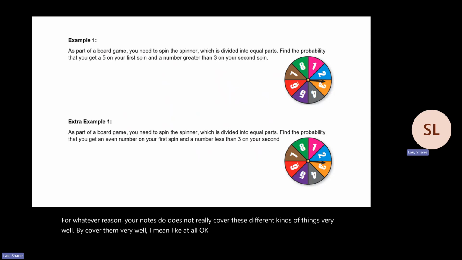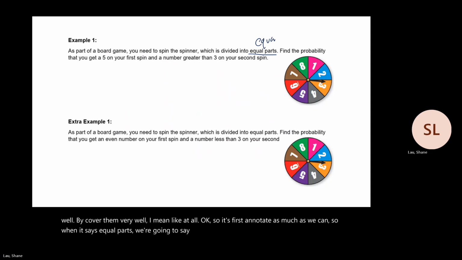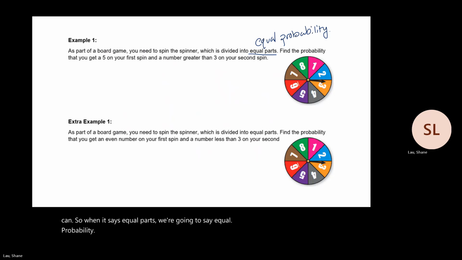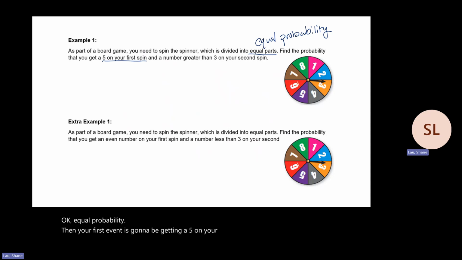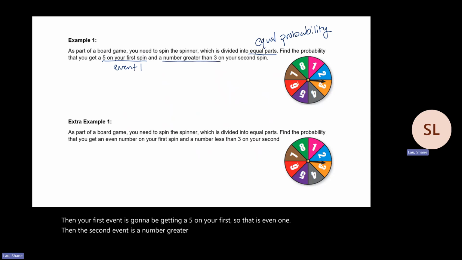Okay, so let's first annotate as much as we can. When it says equal parts, we're going to say equal probability. Okay, equal probability. Then your first event is getting a 5 on your first spin. So that is event 1. Then the second event is a number greater than 3 on the second spin. That's going to be event 2.